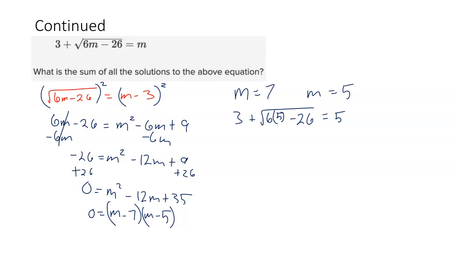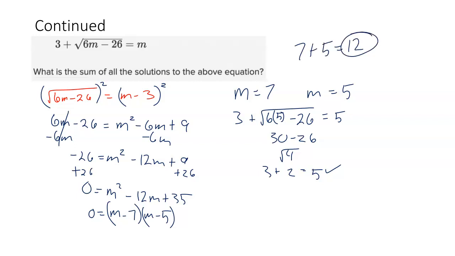Okay, so what's 6 times 5? 30 minus 26 is what? 4. What's the square root of 4? 2. If I add 3, does that give me 5? Yes, so it works. So what's the sum of my solutions? 12. Add them up. Boom.